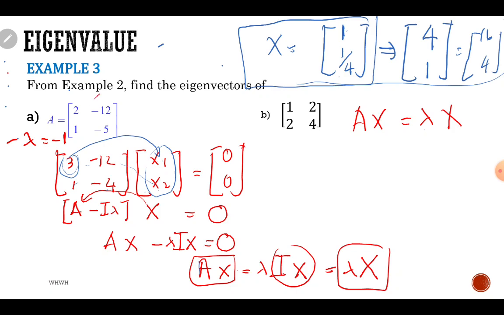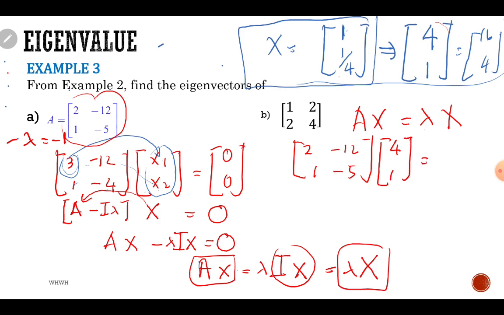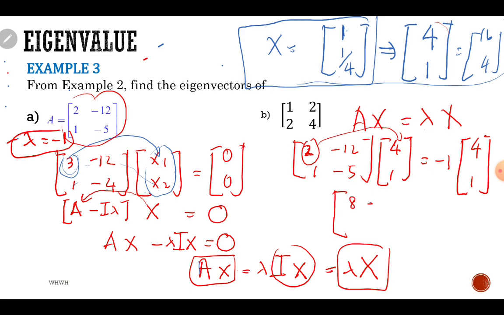Okay, so our matrix A adalah 2, negatif 12, 1, negatif 5 darab dengan matrix X. You may choose either one of these 3 possible choice. Ni option kita ada, saya pilih 4, 1 nak bagi senang sikit, equals to lambda, my lambda just now is negative 1, negatif 1 darab dengan 4, 1. Let us see sama ada kita dapat sama ke tak. Okay, so here kita akan dapat 2 darab dengan 4. Okay, here you would get 2 darab 4, 8 tolak 12, and then 1 tolak 5.